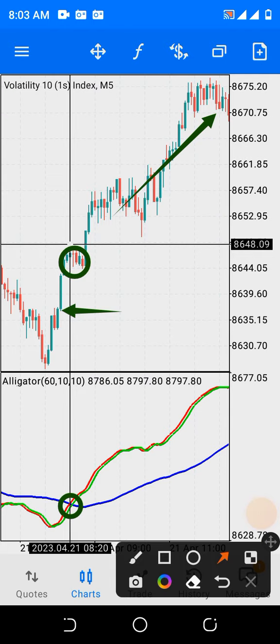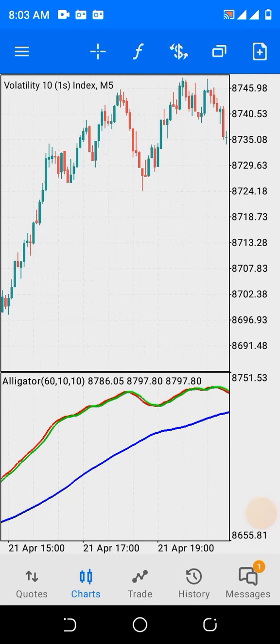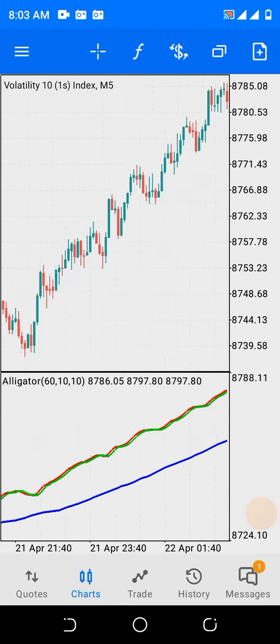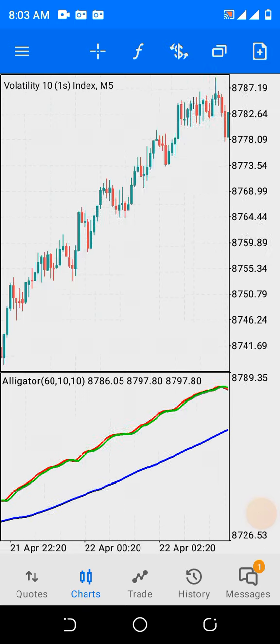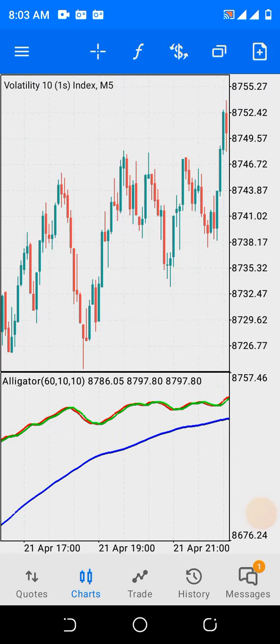Let's see. Look at this profit here. You see, it's still buying. Are you seeing it? It's still buying. Do you understand? And this is where the current chart is now. See, a lot of profits.